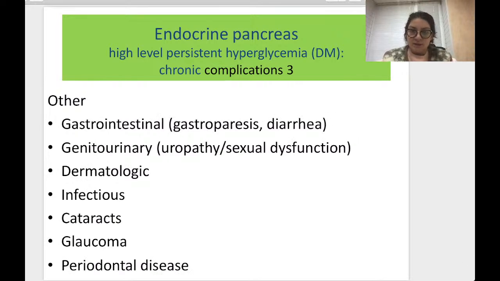Other complications can be, but through the previous mechanism of damaging of vessels and nerves. It is GI manifestation with gastroparesis and diarrhea. It can be genitourinary symptoms with uropathy and sexual dysfunction. It can be dermatological manifestations, different infections, cataracts, glaucoma, and periodontal disease. Most often, a really big number of different disorders in all organs, in all systems, can be complications of diabetes mellitus.